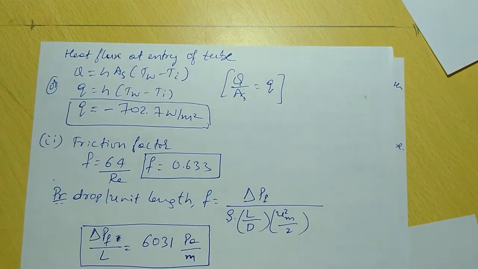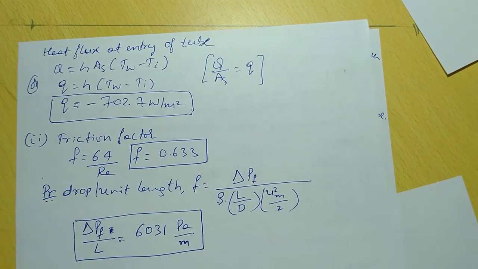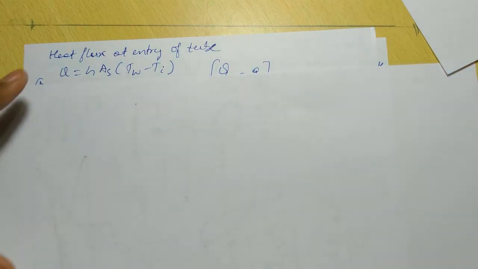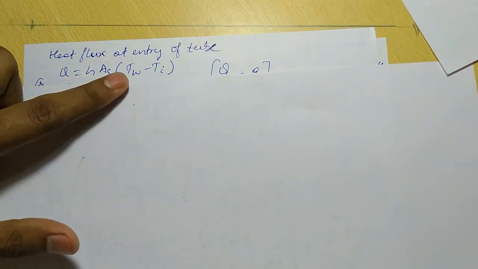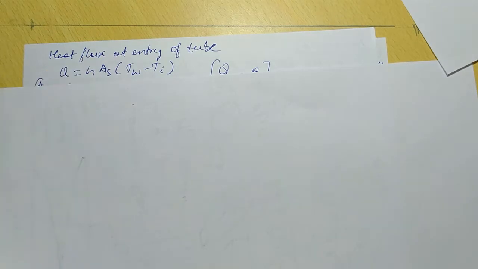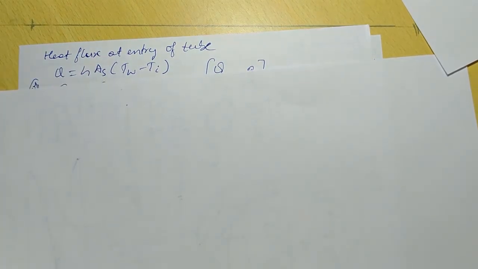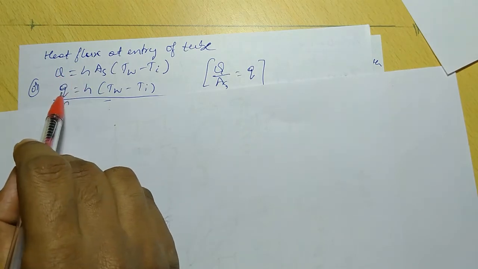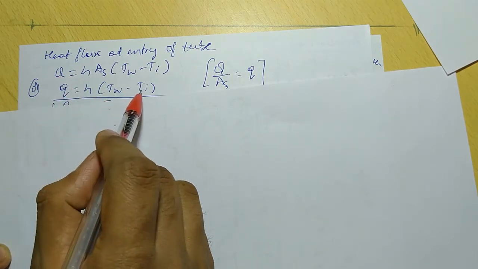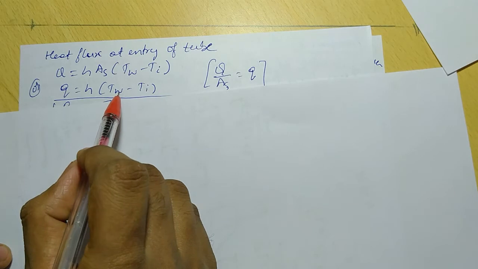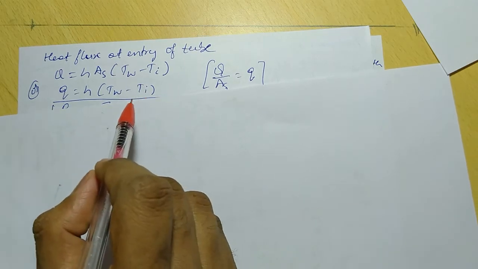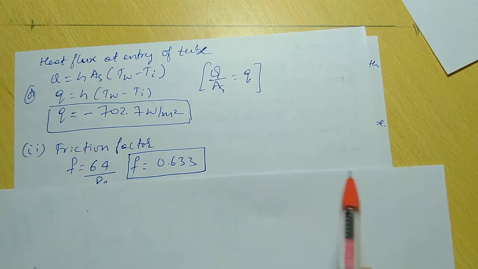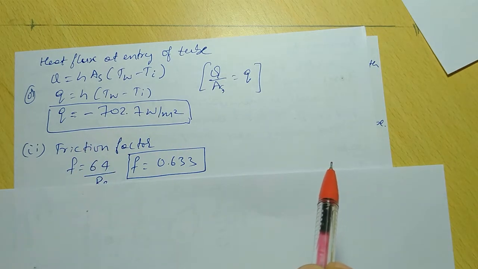Heat flux at the entry, the equation is the one we already used in the last problem. The same equation, h into A into (T wall minus Ti), heat flux at the entry of the tube. Then Q by As is the heat flux. Q equals h (T wall minus Ti). Substitute the temperature T wall, I know it, and the Ti I know it, the 60 degrees. Then we obtain Q equals minus 7.2 minus 0.7 watt per meter square.